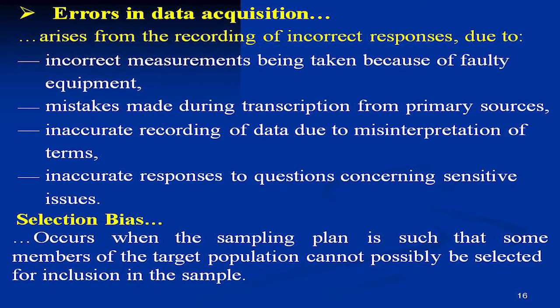and there are different ways by which we can make errors in data acquisition, that is, incorrect measurement being taken because of faulty equipment. Mistakes are made during transactions from primary sources. Further, there are errors in recording of data due to misinterpretation of terms and inaccurate responses to questions concerning sensitive issues. So, these things are very important. That is the error in data acquisition that occurs when the sampling plan is such that some members of the target population cannot possibly be selected for inclusion in the sample.